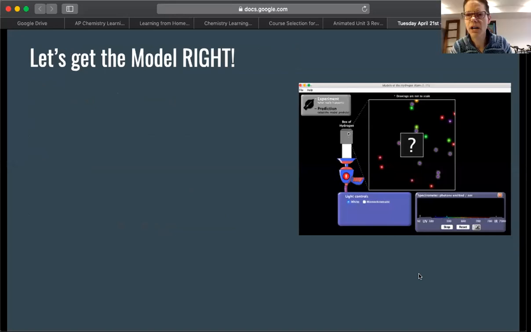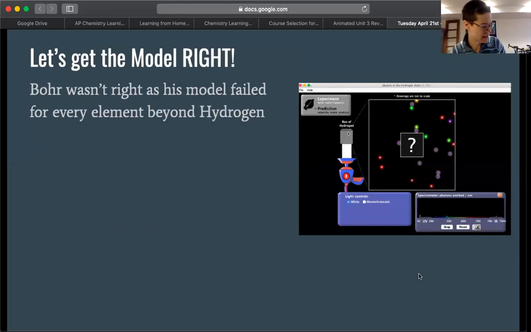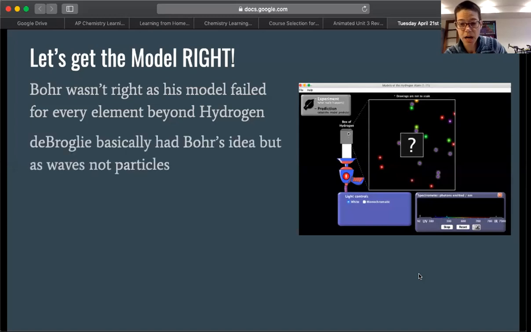Okay, so we've all been talking about Bohr, and what I said in the Edpuzzle video that you did for this week is that Bohr was wrong because Bohr's model only worked for hydrogen. As soon as you started having more electrons, his model fell apart and it didn't predict things correctly. So clearly Bohr was not correct.